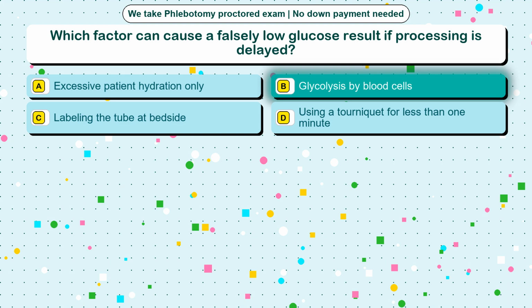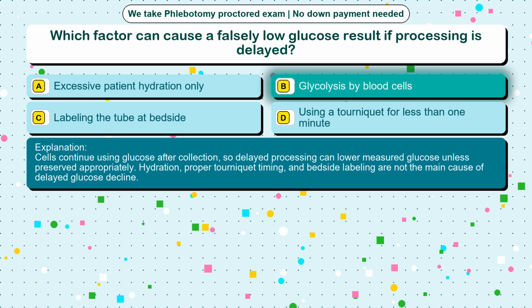Glycolysis by blood cells. Cells continue using glucose after collection, so delayed processing can lower measured glucose unless preserved appropriately. Hydration, proper tourniquet timing, and bedside labeling are not the main cause of delayed glucose decline.